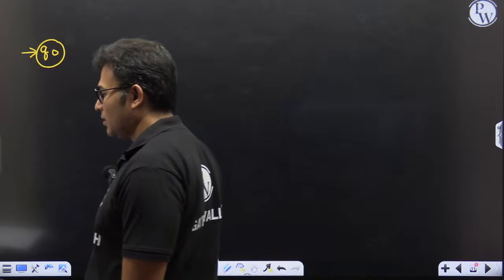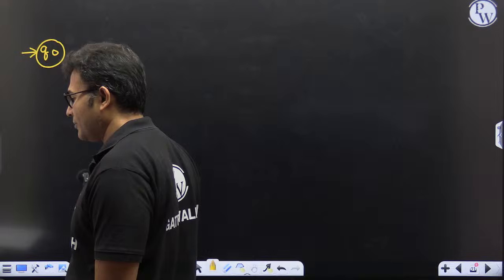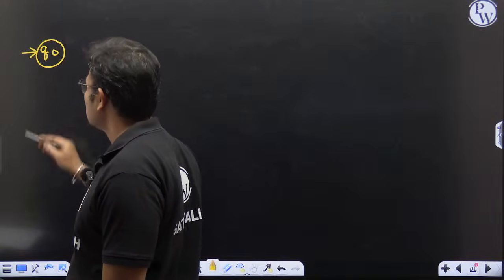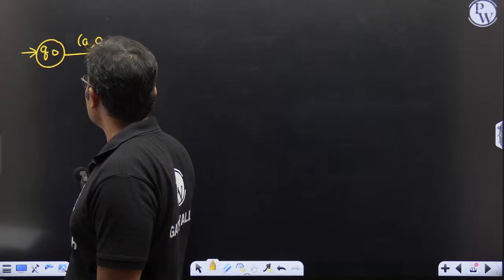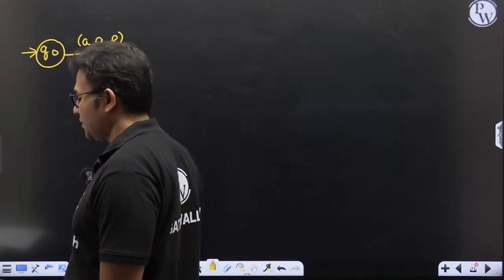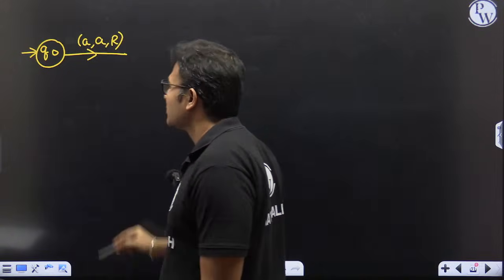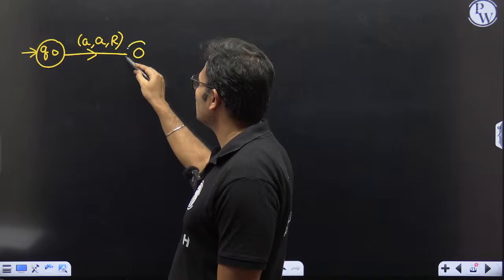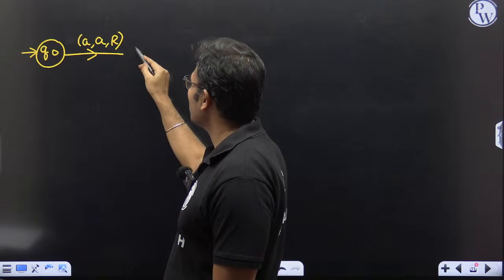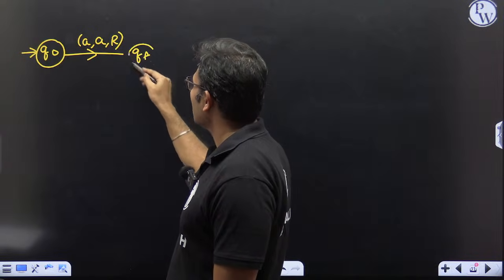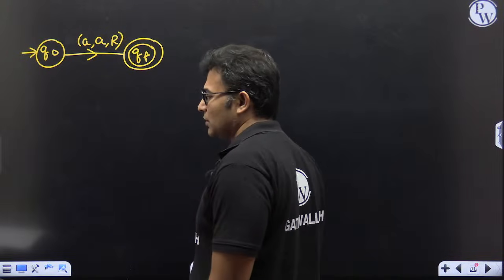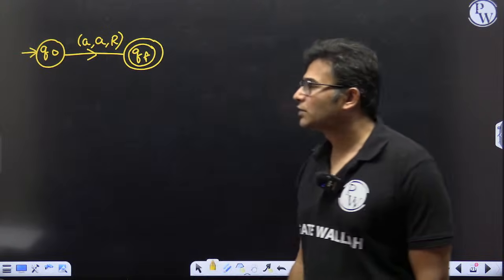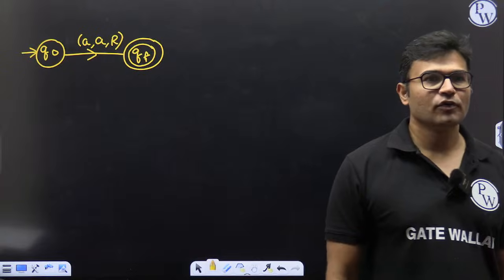Okay. Q0 on A, make it A and move right, right? And go to final state QF.